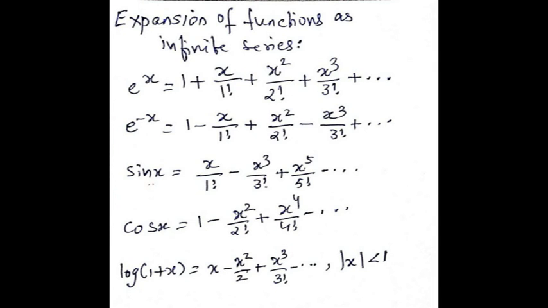Expansion of functions as infinite series. E raised to x is equal to 1 plus x upon 1 factorial plus x square upon 2 factorial plus x cube upon 3 factorial plus etc. E raised to minus x is equal to 1 minus x upon 1 factorial plus x square upon 2 factorial minus x raised to 3 upon 3 factorial plus etc. Sin x is equal to x upon 1 factorial minus x cube upon 3 factorial plus x raised to 5 upon 5 factorial plus minus etc. Cos x is equal to 1 minus x square upon 2 factorial plus x raised to 4 upon 4 factorial minus etc. And log 1 plus x is equal to x minus x square upon 2 plus x cube upon 3 plus etc., where mod x is less than 1.